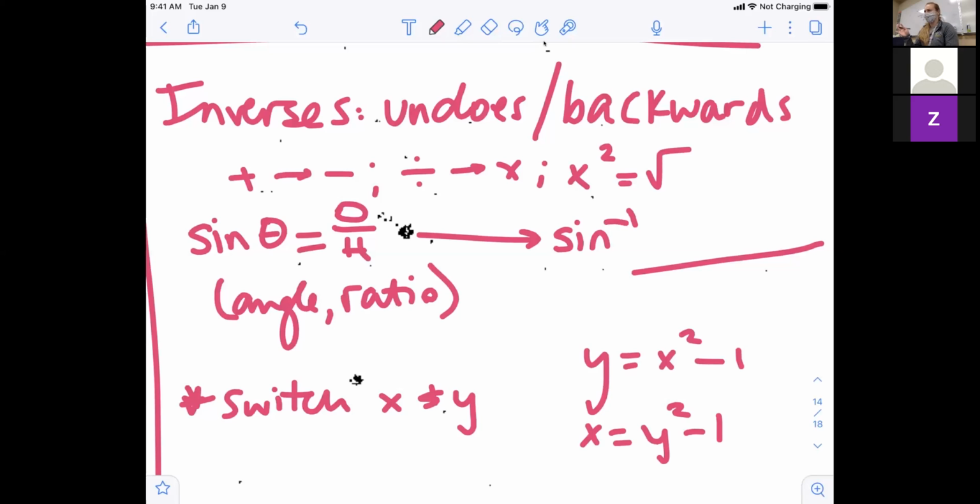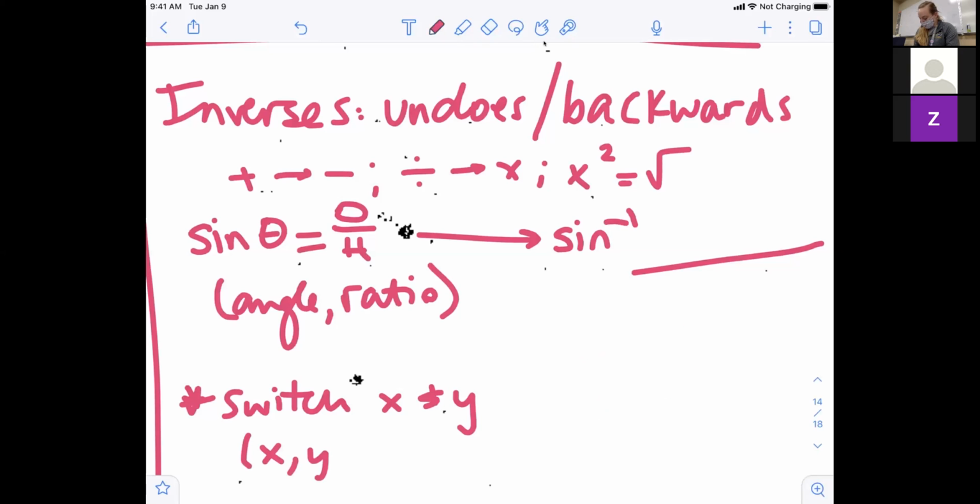Do you have some brief memories of that? We're going to do that exact same thing here. We're switching our x and our y. So instead of x and y like normal, when we did the inverse, it became y comma x. This is similar to the little parentheses I just wrote up here. So I wrote angle comma ratio.